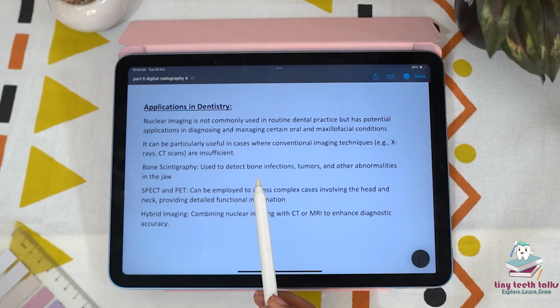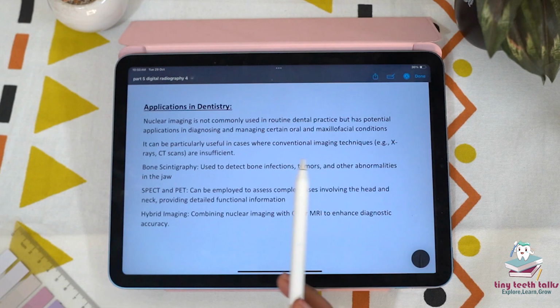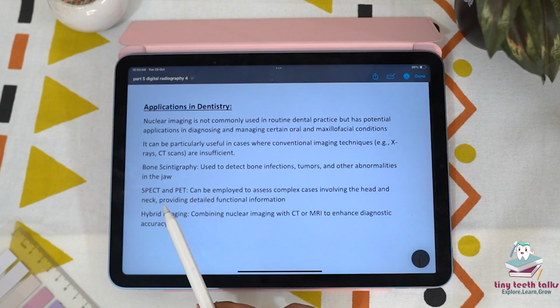Bone scintigraphy is used to detect bone infection, tumors, and other abnormalities in the jaws. SPECT and PET can be employed to assess complex cases involving the head and neck, providing detailed functional information. Hybrid imaging combines nuclear imaging with CT or MRI to enhance diagnostic accuracy.